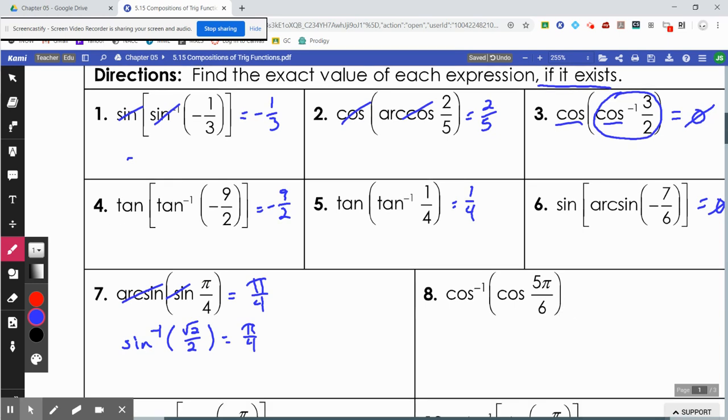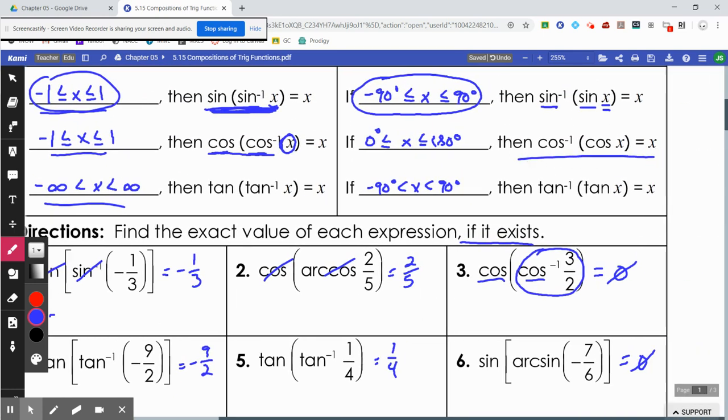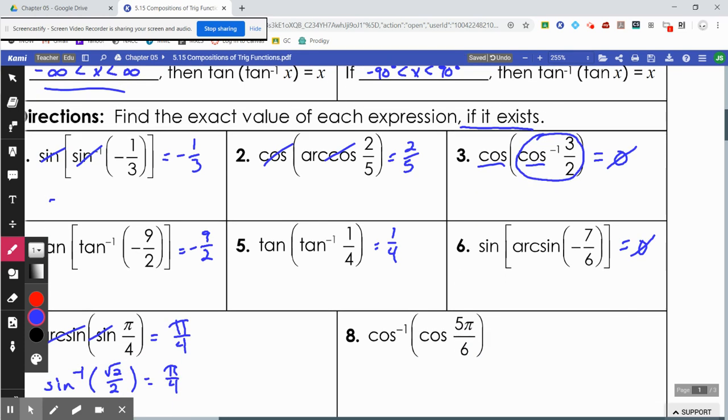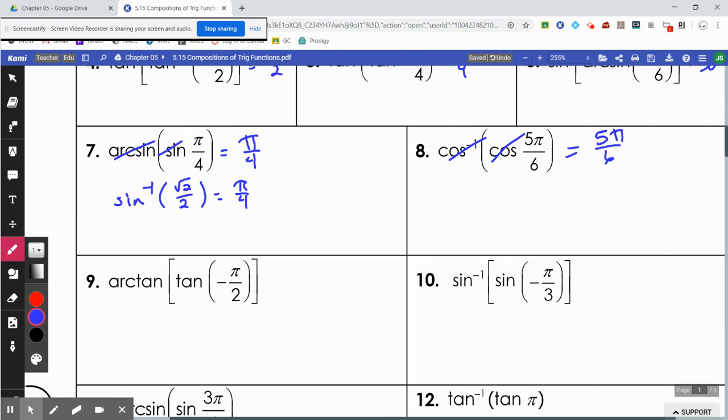Let's do one more here. The inverse cosine of the cosine of 5 pi over 6. The inverse cosine of the cosine, so that would be an example like this. It's going to equal x as long as x is between 0 and 180. 5 pi over 6 is definitely between 0 and 180, so our final answer is 5 pi over 6. They undo each other.